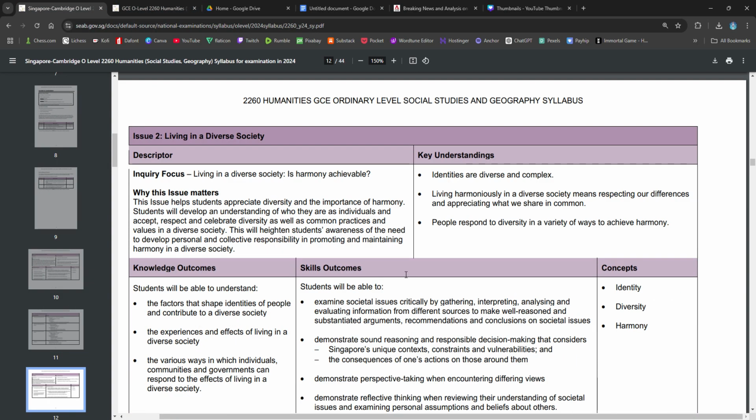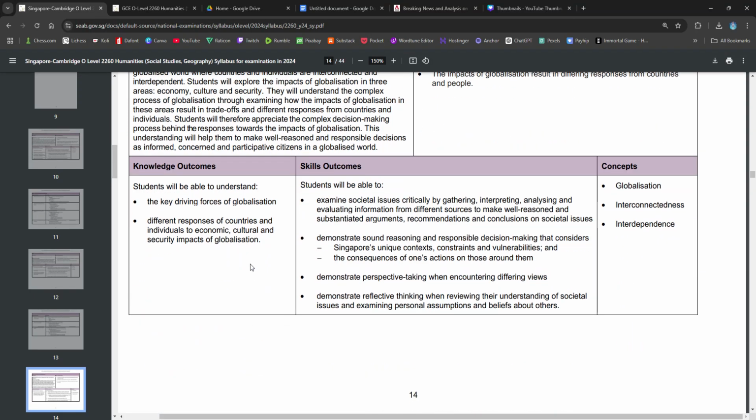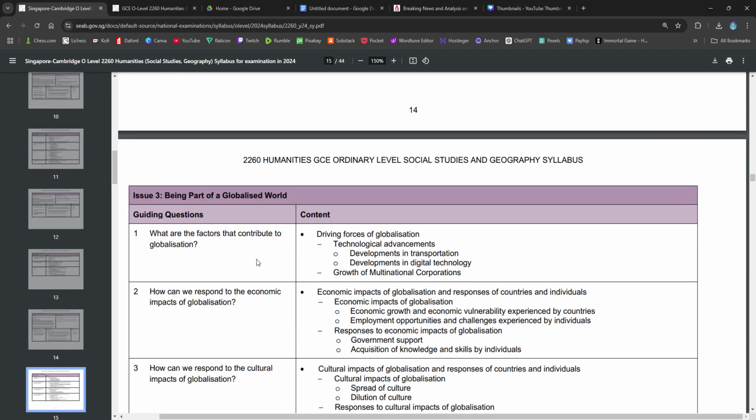Let's say we're taking a look at globalization, and the question is, what are the factors that contribute to globalization? How do you want to find information to help you in the paper? This actually assists you in terms of the SRQ, source-structured question, which is like an essay format where you need to write a bunch of words. So how do you do this?